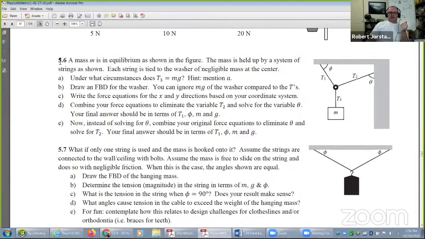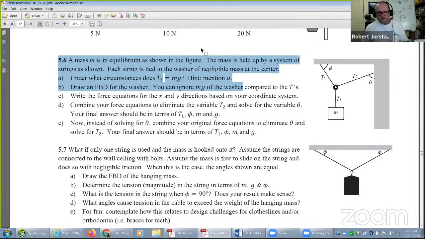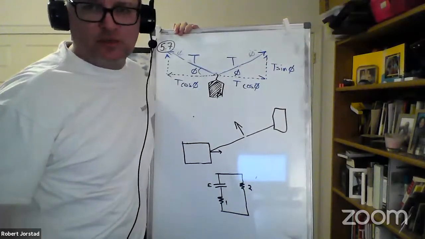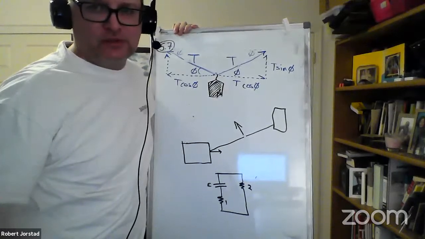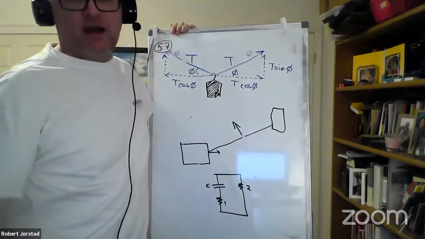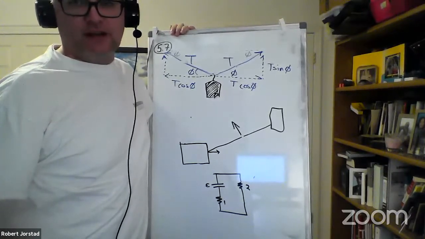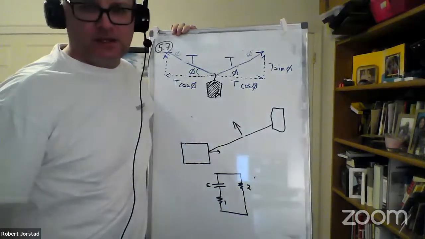Go ahead and get this one started while I get the board started too. I'm going to get this picture drawn, okay? And if it helps, I think I used green for tension 1 and blue for tension 2. So if you're color coding your work, I'm going to use green for the left rope and blue for the right rope or string. Let me get that back on screen for you again.